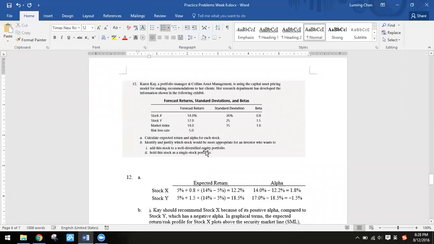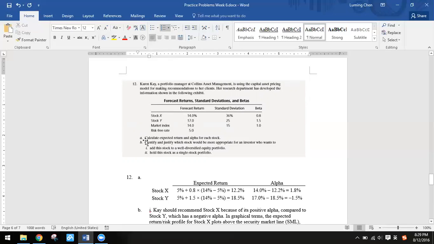Number 12, Karen K, a portfolio manager at Collins Asset Management, is using the capital asset pricing model for making recommendations to her clients. Her research department has developed the information shown in the following exhibit. For stock X, there is forecast return, standard deviation, and beta. For stock Y, also with these data, and the market portfolio forecast return 14%, standard deviation 15%, with the beta of 1, and the treasury bill rate, which is very important, is given here as 5%.